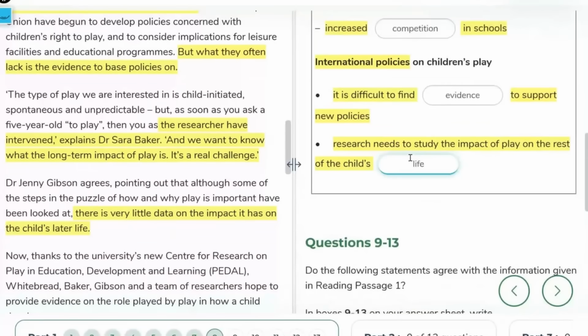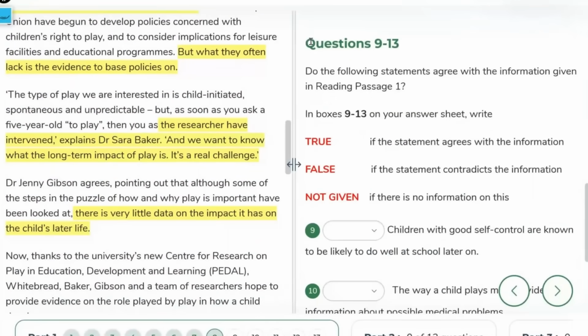True, false, not given. Now, after this, we have true, false, not given, and there are 3 statements. One is true, one is false, and one is not given. Okay, so we go on with that. All right. Now we go ahead and we have this next thing, and we are going to sort this out. It's questions 9 to 13, true, false, not given, right?